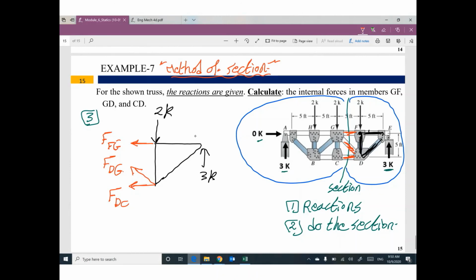Please, what are your reactions? They are given. That's fine. That's great. Second step, do your section. Third step, you have to decide which part you're going to use. I decided here to use the right part. So what do you have on your right? We have members without cut. Keep them as they are. We have the vertical reaction and the vertical force. This member, I cut it. This member, I cut it. This member, I cut it. If you cut a member, you have a force.